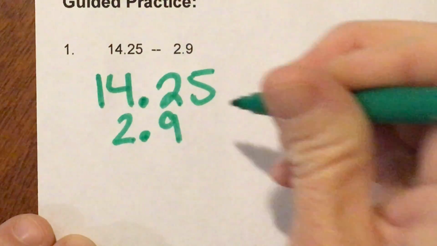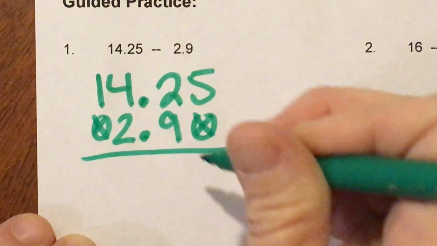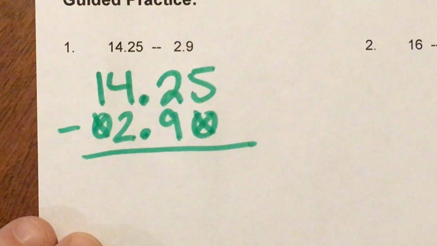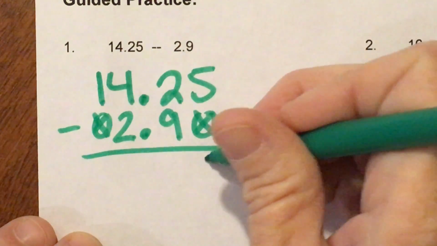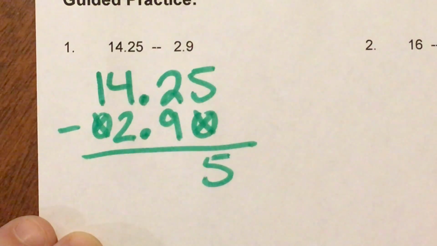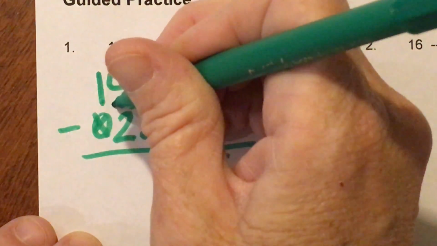Step 3 is I'm going to add zeros to create a box. Step 4 is I'm going to subtract. 5 take away 0 is 5. 2 take away 9 is impossible. So I'm going to come over here and borrow.